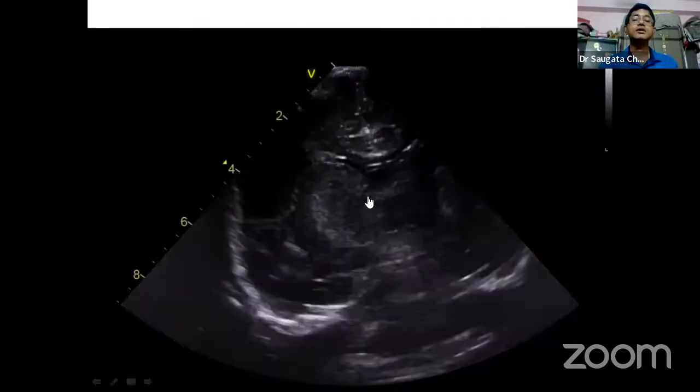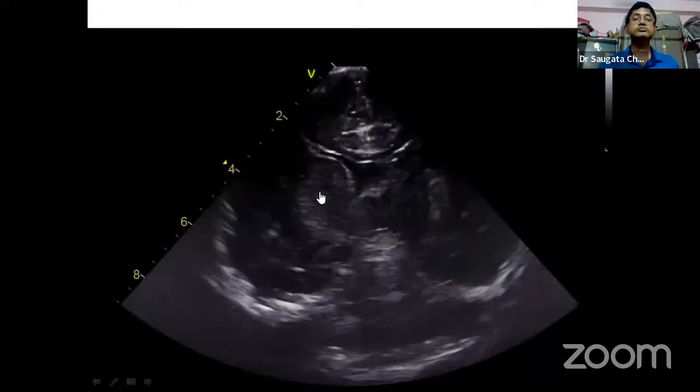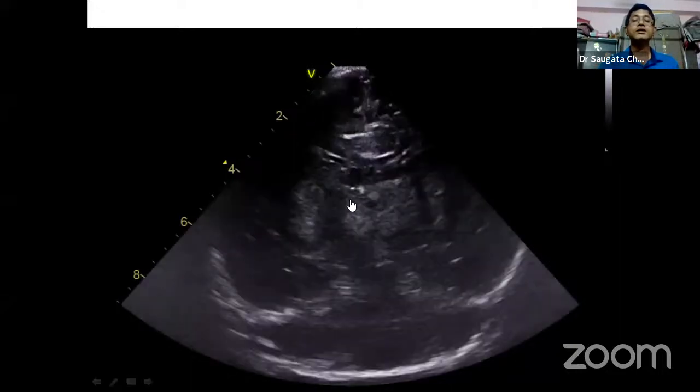You can see this is the thalamus, which is hyperechoic here. Here, the thalamus and caudate nucleus, this is called the four column sign. This is classical of HI. You can see the hyperechoic view of the thalamus and caudate nucleus, and between them we can see the posterior limb of the internal capsule.